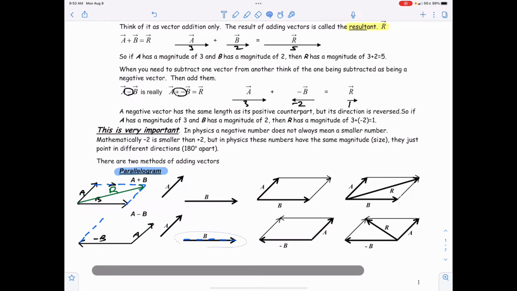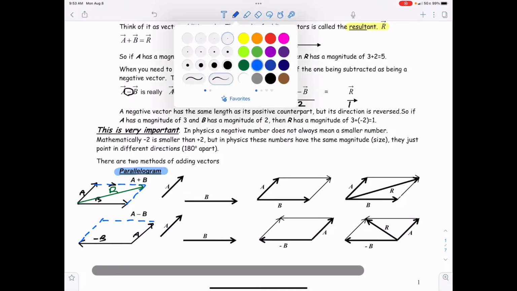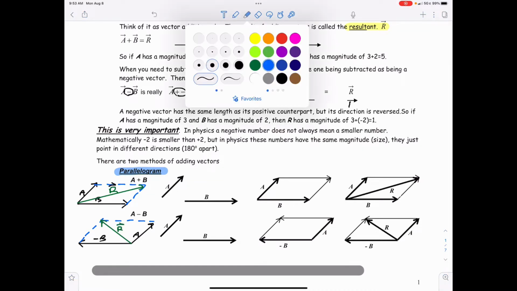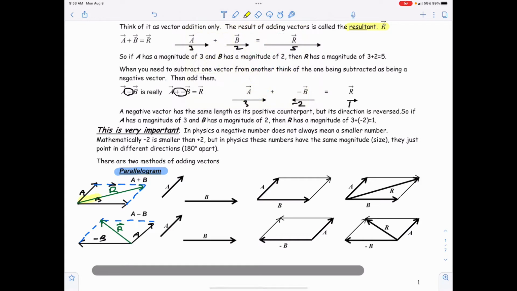Just like that. And the resultant vector is a straight line from where the two tails meet to the opposite end. It's a good idea and a good practice to get in the habit of highlighting the resultant vector so that it pops, or putting it in a completely different color. And you can see both of these solutions represented over here on the side.